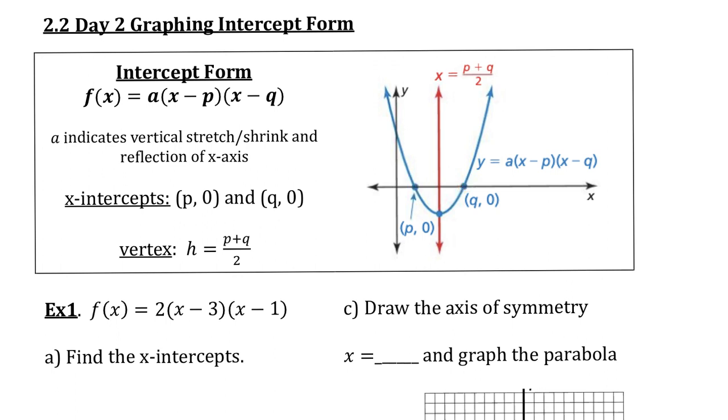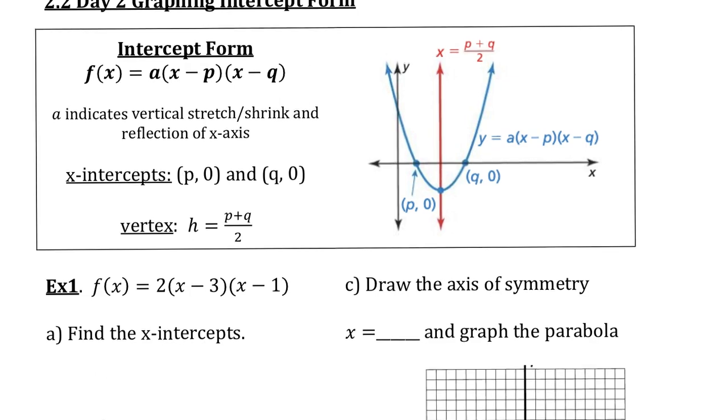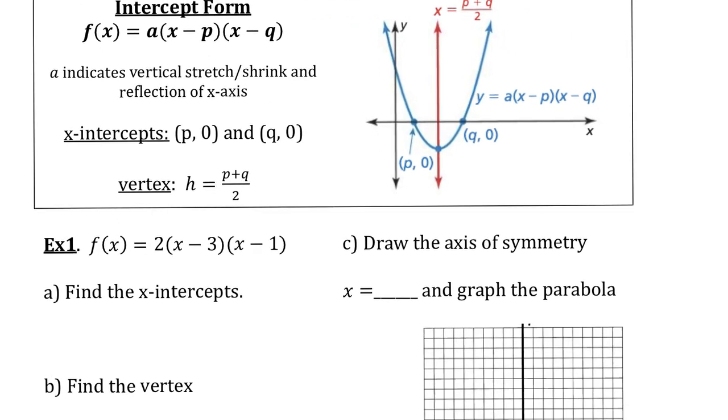Now the vertex has to be exactly in the middle of these two intercepts. So to find the middle, you can either look at the graph if they're really easy to spot, or you can do p plus q and divide it by 2, and you get the x coordinate, and you can plug that in to get the y coordinate. That also helps you get the axis of symmetry. Okay, let's try this. And remember, this is just showing you the best way to graph if it happens to be in this format.